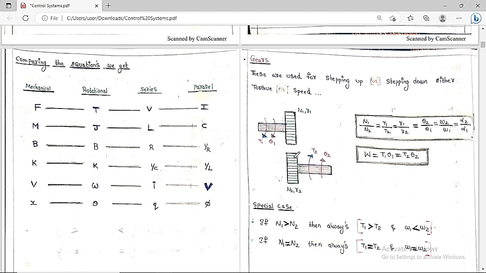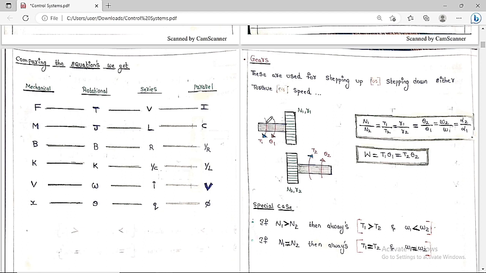So you can see these are the two gears. You will have some teeth. These are the teeth here. N1 means N1 number of teeth are present in this gear, and R1 is the radius of this gear. And N2 is the number of teeth present on gear 2, and R2 is the radius of this gear.